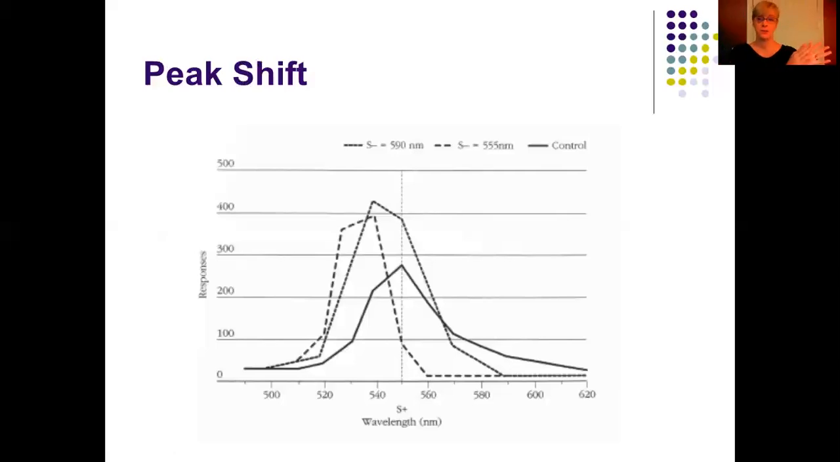And S-, on the other hand, is something that tells you you're not going to be reinforced for the behavior right now. So if you look at the solid line, that's the pigeon that the only thing he was trained on was when you see this color, you get food. He had no S-, just an S+. You get food when you see this color. Okay. The other pigeons had what we call discrimination training.